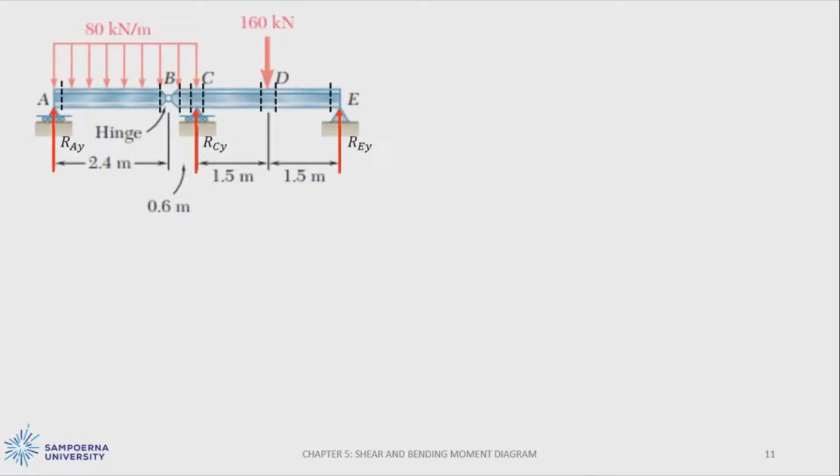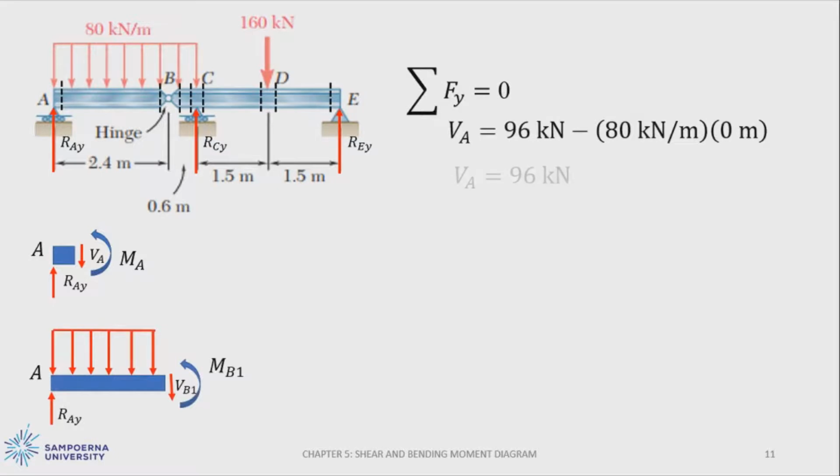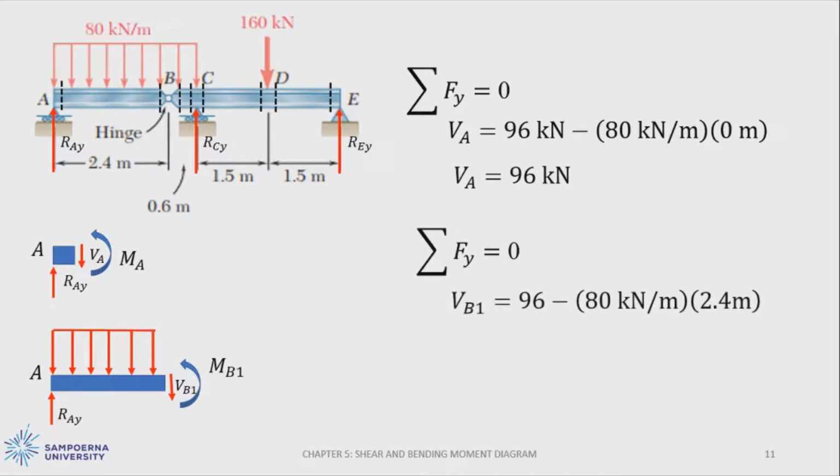After we create the partition, we can calculate the V based on the partition that we have created. For the first partition and the second partition, we will obtain that VA is equal to 96 kN, and VB1 is equal to minus 96 kN.